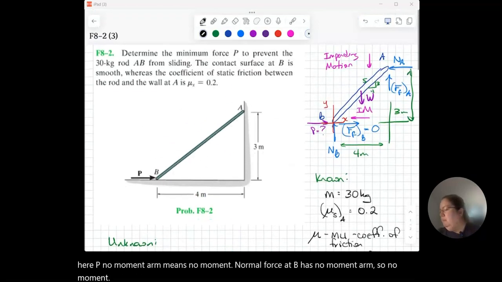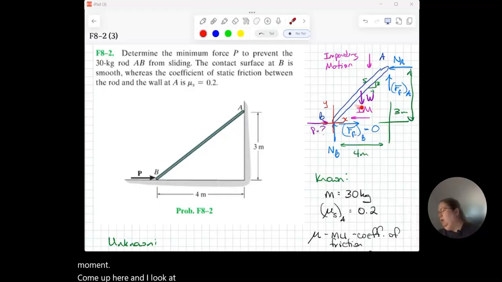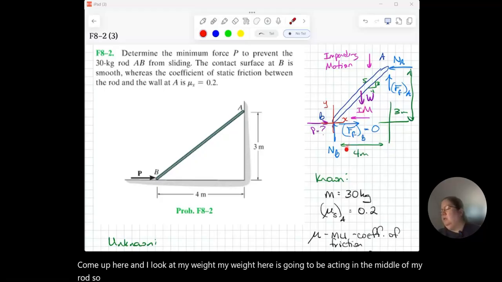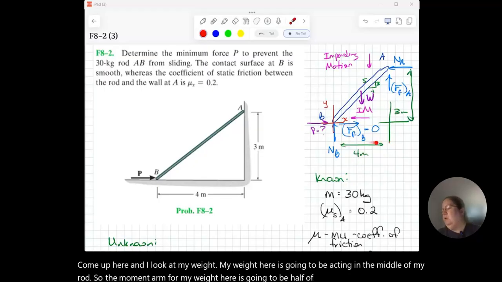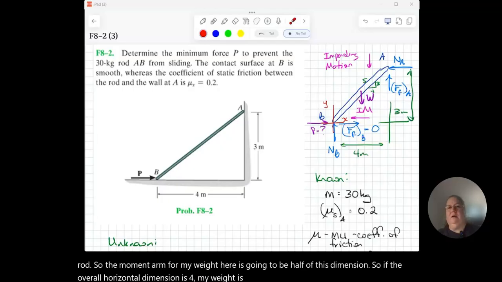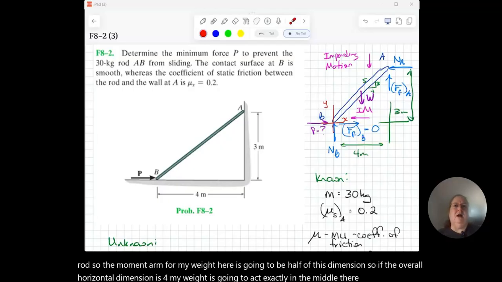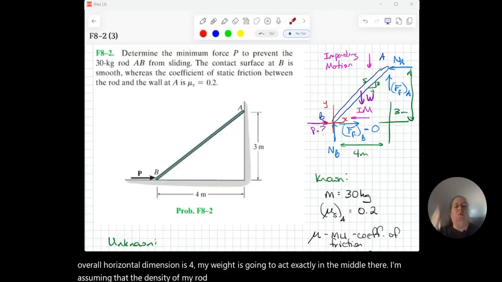Come up here and I look at my weight. My weight is going to be acting in the middle of my rod. So the moment arm for my weight is going to be half of this dimension. If the overall horizontal dimension is 4, my weight is going to act exactly in the middle there. I'm assuming that the density of my rod is uniform throughout, so the weight is going to be in the exact center of my rod.